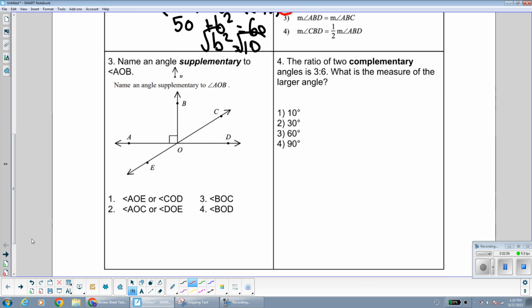In the next one, we're naming an angle that is supplementary to angle AOB. Supplementary means two angles that make 180 degrees together, and that means that they form a straight angle, which is a straight line. So angle AOB is this 90-degree angle right here. So the answer choice that would make a straight line with it is this other 90-degree angle over here, because 90 plus 90 makes the full 180-degree straight angle.